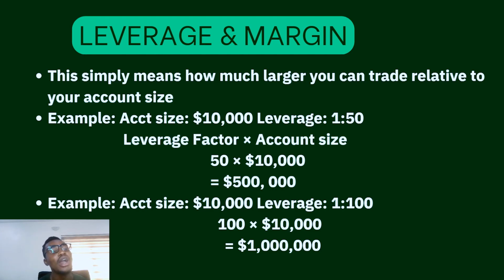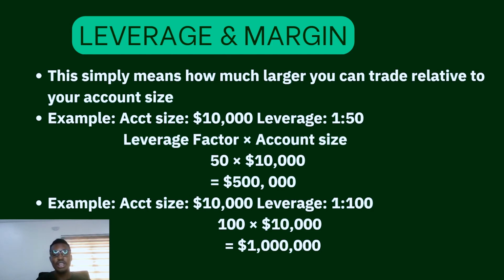Now, for example, you have an account size of $10,000 and you pick a leverage of 1:50. The leverage factor is 50 and your account size is $10,000. The formula to calculate it is just leverage factor times account size. When you multiply them, that gives you a total of $500,000, which means using a leverage of 1:50 with an account size of $10,000, you can actually buy or partake in trading with up to $500,000 volume.